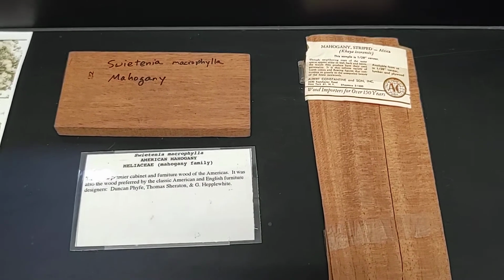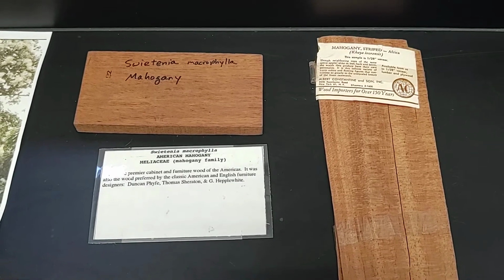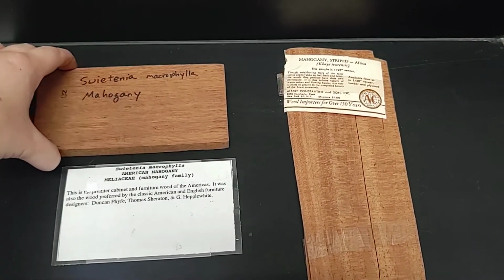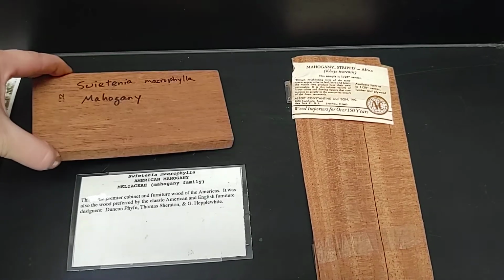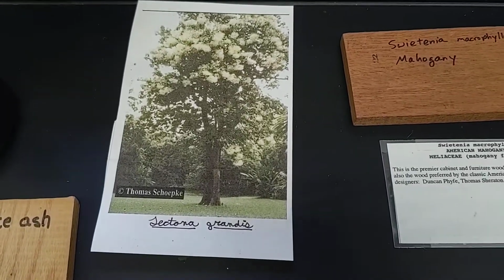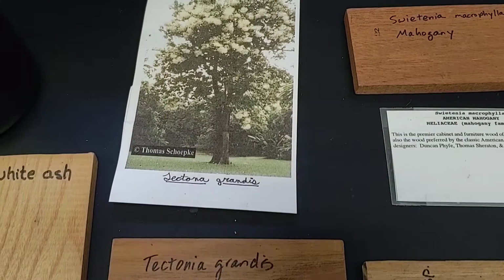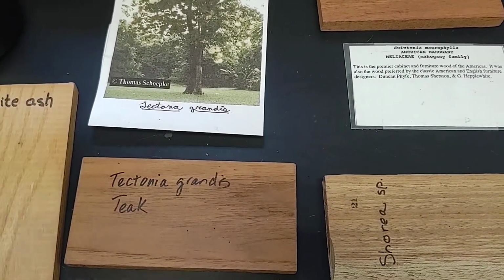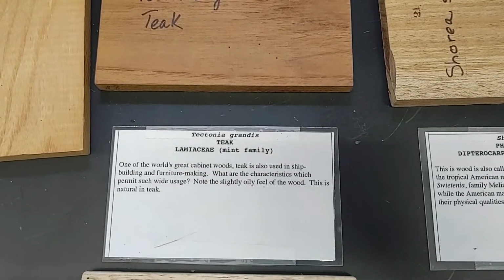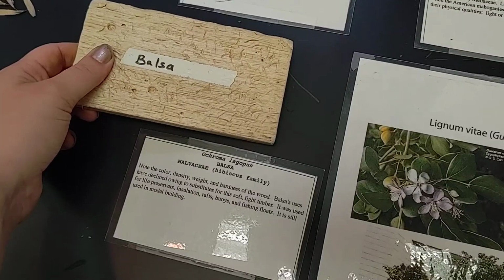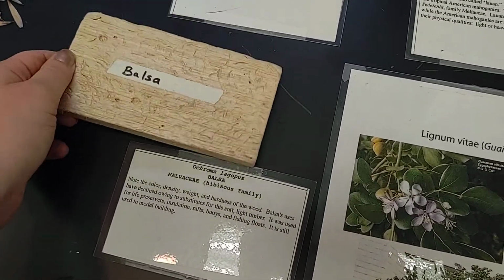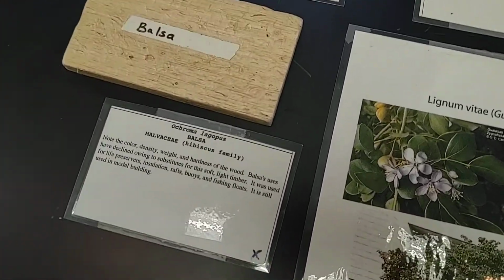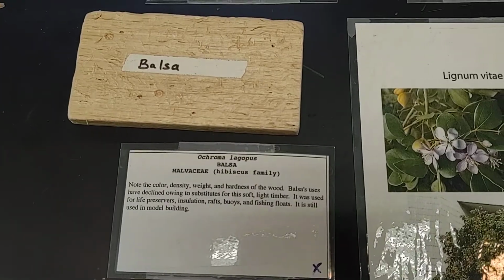Here we have mahogany, which is very highly prized and is Belize's national tree. Here we have a plant growing called teak, which is also grown quickly and harvested quickly. And it's actually in the mint family. Here's balsa wood. Listen, sounds like styrofoam. It's in the Malvaceae, or hibiscus, family.